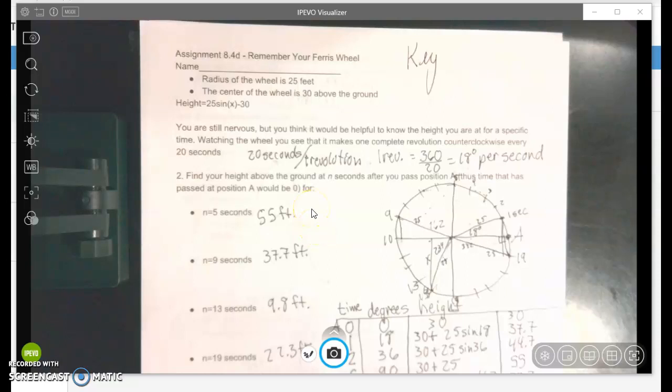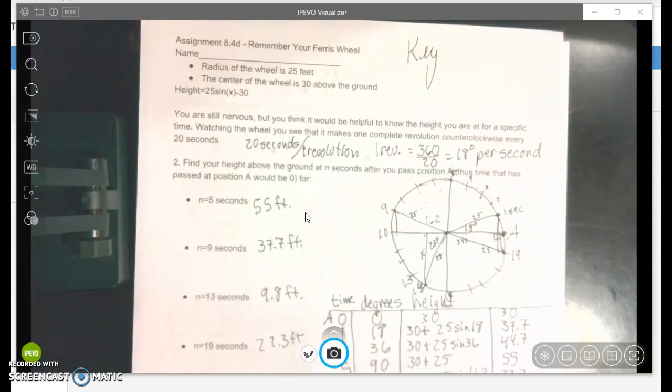Here are some long-awaited hints and helps for assignment 8.4D. This was an interesting assignment. I know it was quite long, but most of it was just figuring out the first part there.